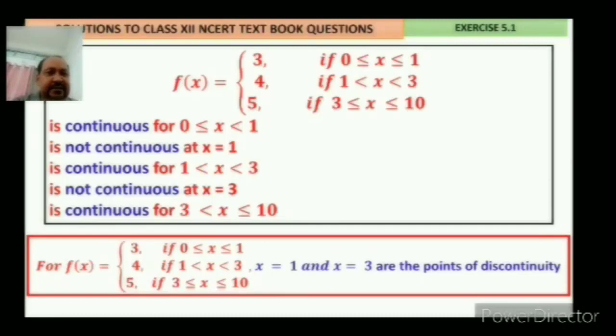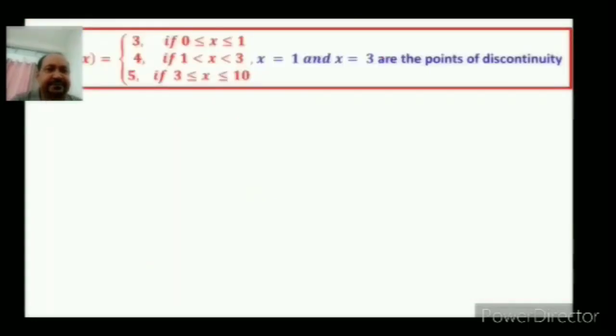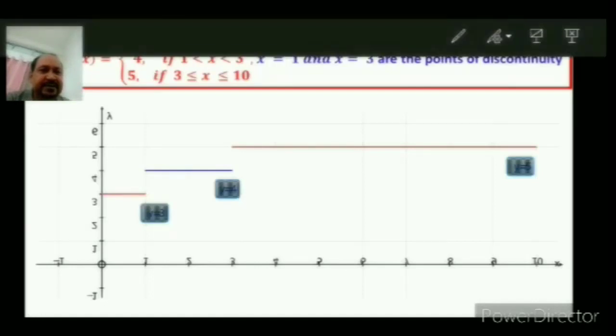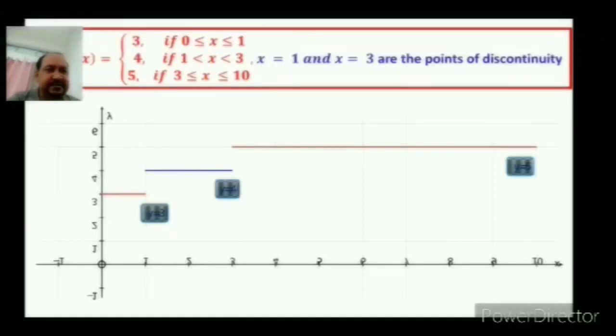So the function is not continuous at x equal to 1 and x equal to 3. So you can say these are the points of discontinuity. The graph of this function is given below. As you observe, the graph is not continuous.